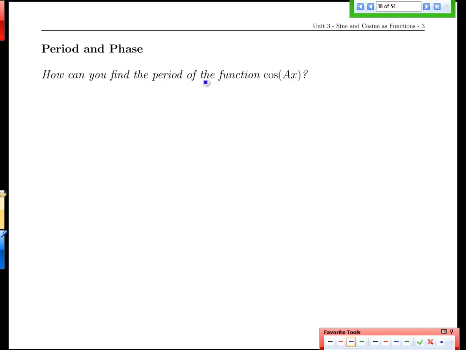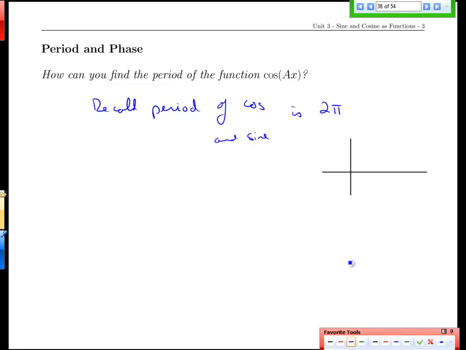How about period and phase? How can you find the period of the function cos of a times x? Well, recall, before we can talk about the period of some modified version of cos, we have to know what the period is already for the cosine graph. And both the sine and cosine graph share the same period. Let's talk about the cosine graph here. One full period takes 2 pi radians to complete. So that's one full cycle.